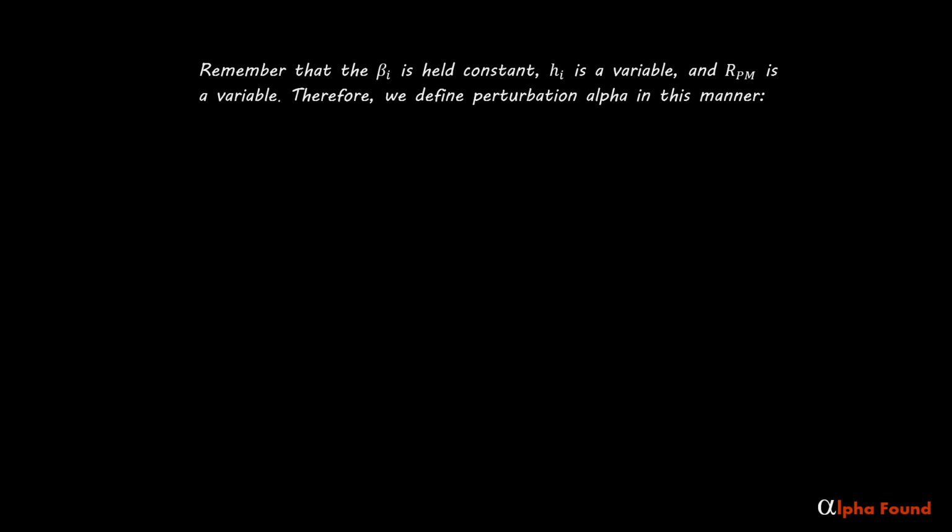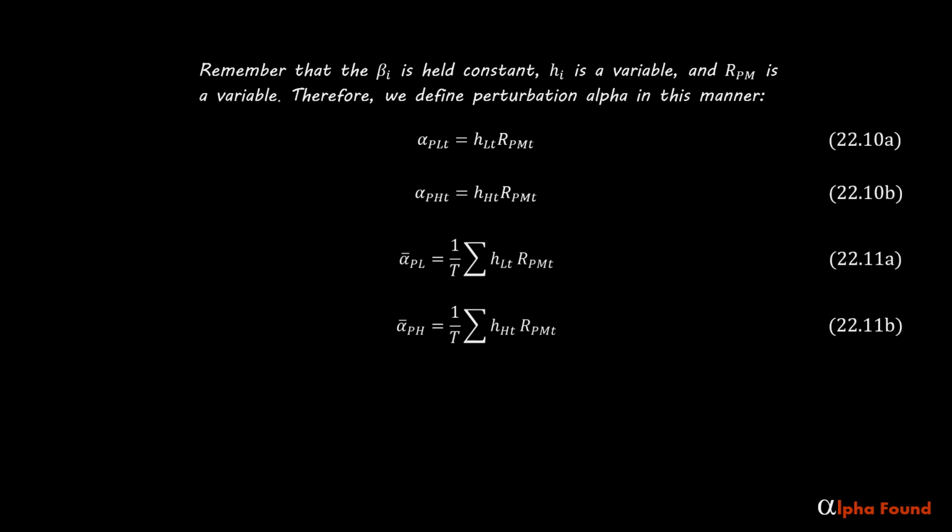Therefore, we define perturbation alpha in this manner. The low perturbation alpha equals the low h for a given time period times the market perturbation for that time period. The formula for average perturbation alpha follows immediately, where once again the weighted average alpha is 0.